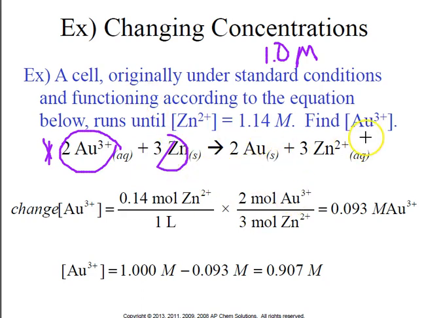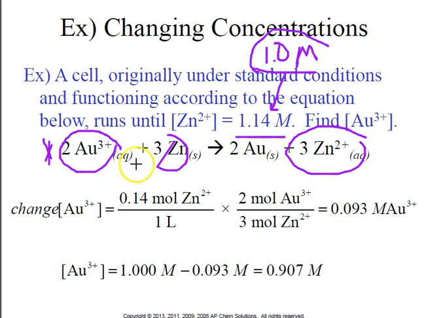Over some time, they measured this zinc, and they found that the zinc was now 1.14 molarity. Now remember, it started at standard, so it's gone from 1 to 1.14. It's gone up because it's a product. The question is, what is the gold concentration now? Well, we know the gold concentration should have gone down, right? Because it's a reactant, so it should be used up. But it started at 1, so it's gone down, but how much has it gone down by? Well, the zinc went up by 0.14.